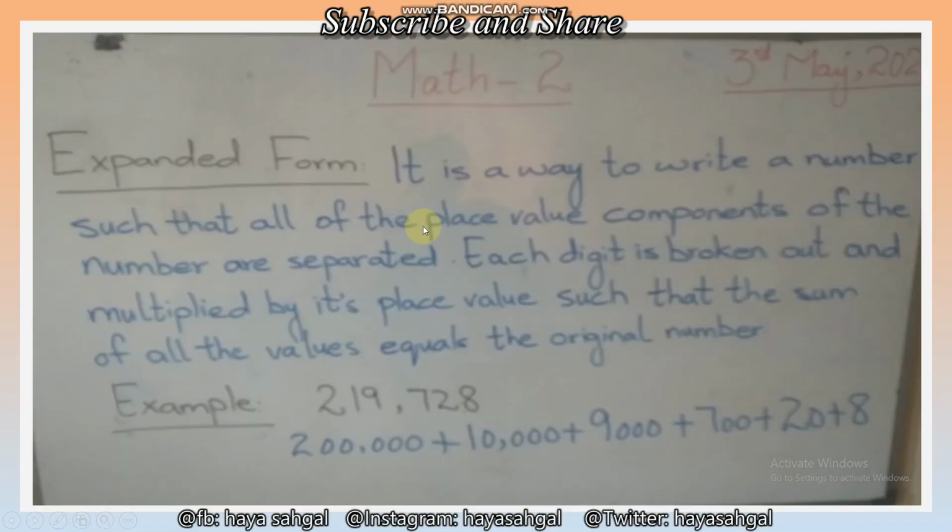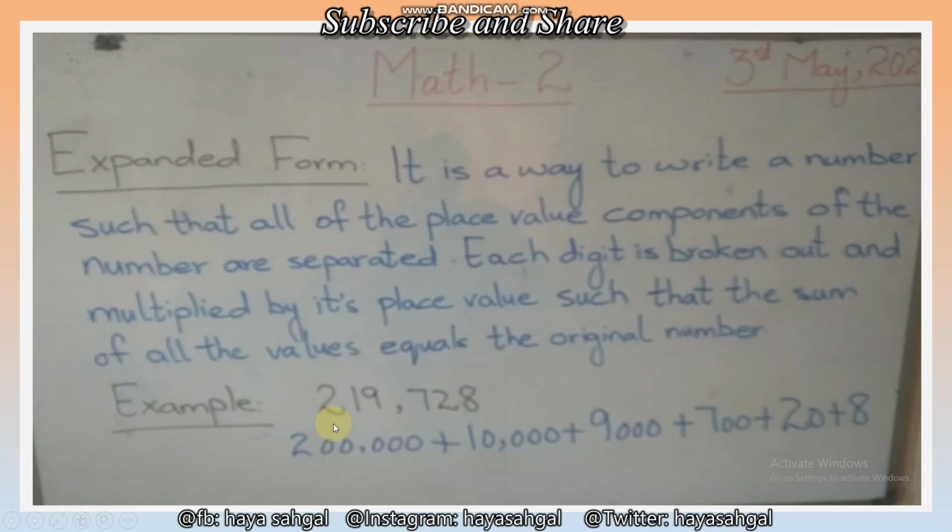Expanded form is actually a way to write a number such that all of the place value components of the number are separated. Each digit is broken out and multiplied by its place value such that the sum of all the values equals the original number. How to understand it? Let's see.